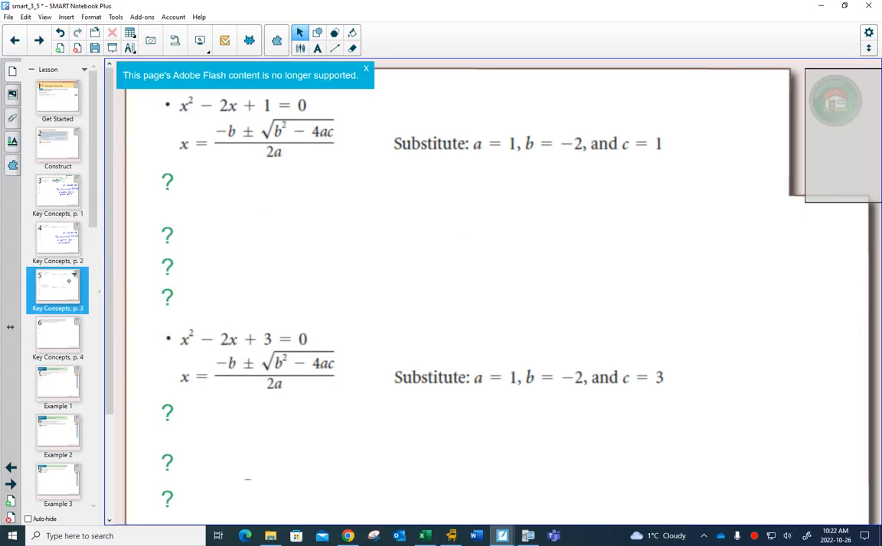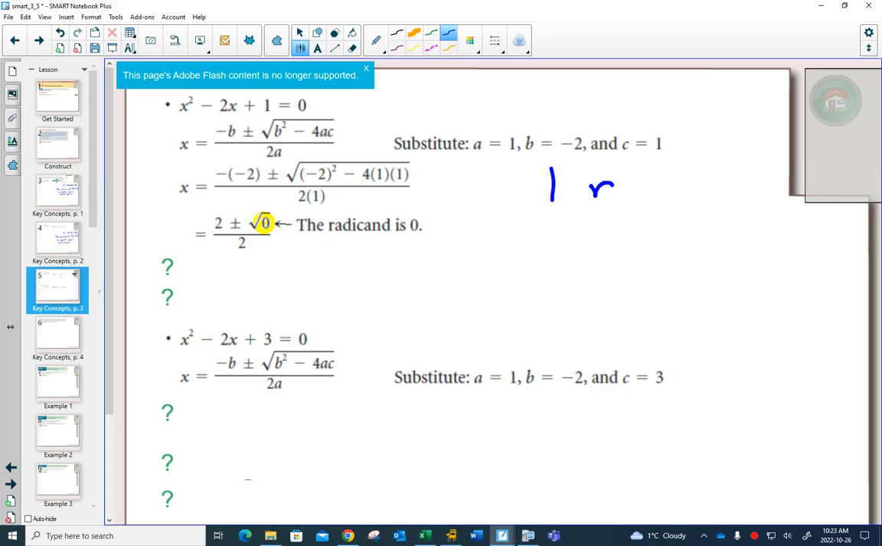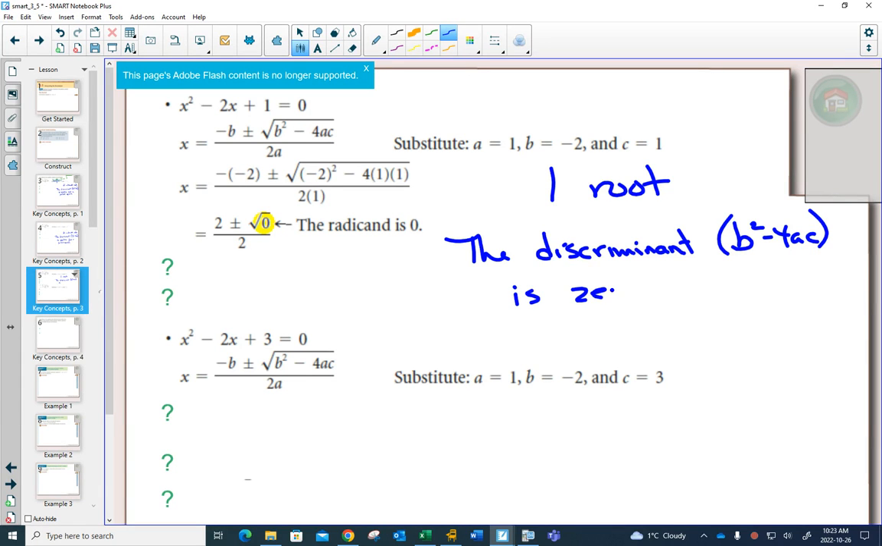x squared minus 2x plus 1. This one, you get the square root of 0. So we're going to write off to the side that this has one root and that the discriminant, and every time you write this, your brain should be like, I'm starting to remember what the discriminant is, that's the part inside the square root, is 0.